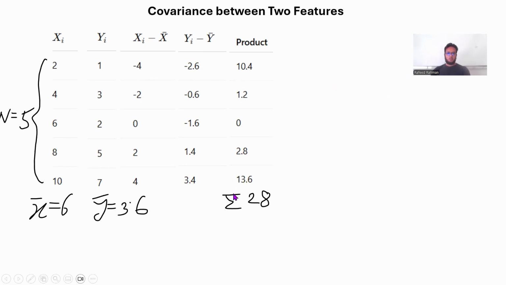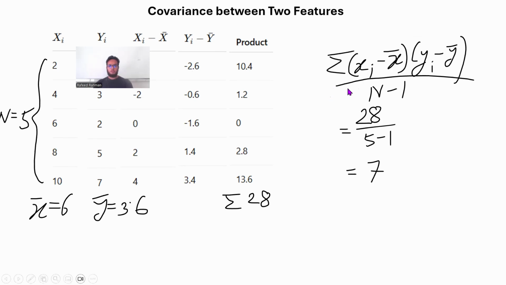So why do we calculate all of these things? If we sum these things up, it is 28. I also want to mention that. So why are we calculating these things? Because this is the formula for the covariance calculation between feature xi and feature yi. So you have to get the summation of these products, which is 28 right here, and we need to divide it by n minus 1, which is going to be 7. So this is the result for the covariance between xi and yi.